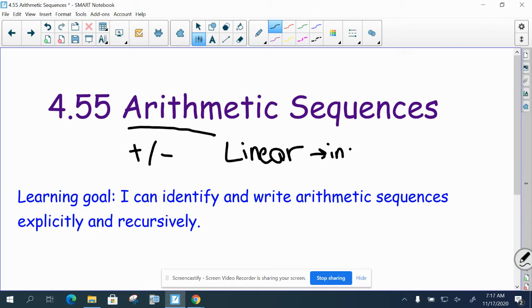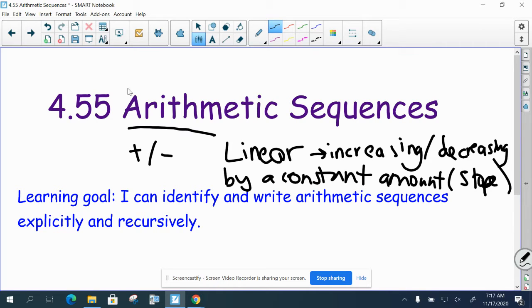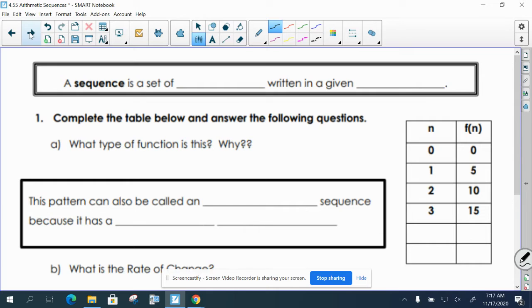So you're increasing or decreasing by a constant amount. And that constant amount, remember, is called the slope. So here, a sequence is a set of numbers written in a given pattern.